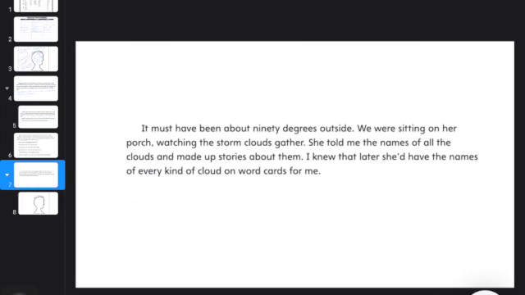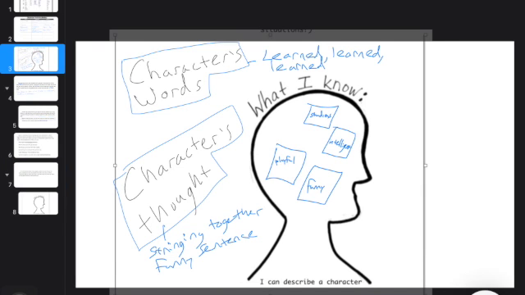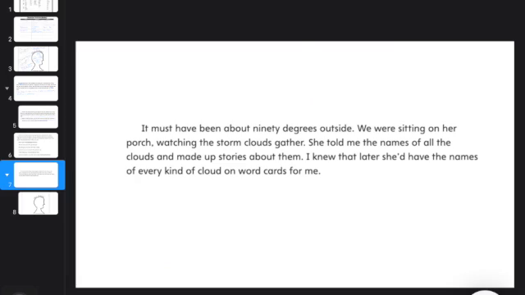And then we've got another text here. And once again, I'm going to look for her thoughts. And it says, it must have been about 90 degrees outside. We were sitting on her porch, watching the storm clouds gather. She told me the names of all the clouds and made up stories about them. I knew that later she'd have the names of every kind of cloud on word cards for me.